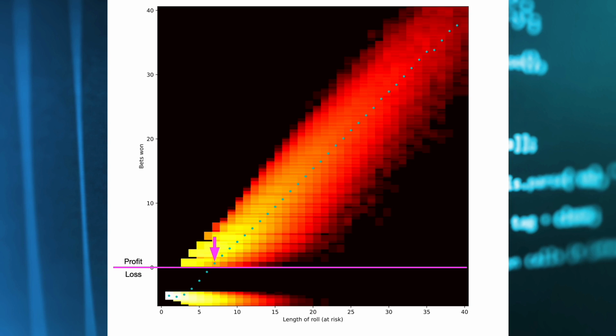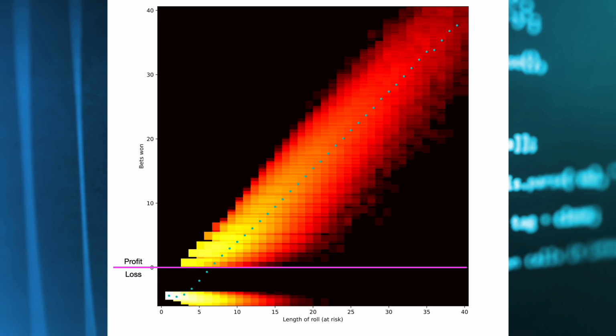Now, I said that this plot contains all of the 1 million shooters that were simulated for the strategy, but astute observers will have noticed that the data clearly extend beyond the upper right boundaries of the plot. That's true. There are some shooters out there, but it's less than 1/10 of 1% of all shooters. At-risk rolls of length 40 or longer are just extremely rare.